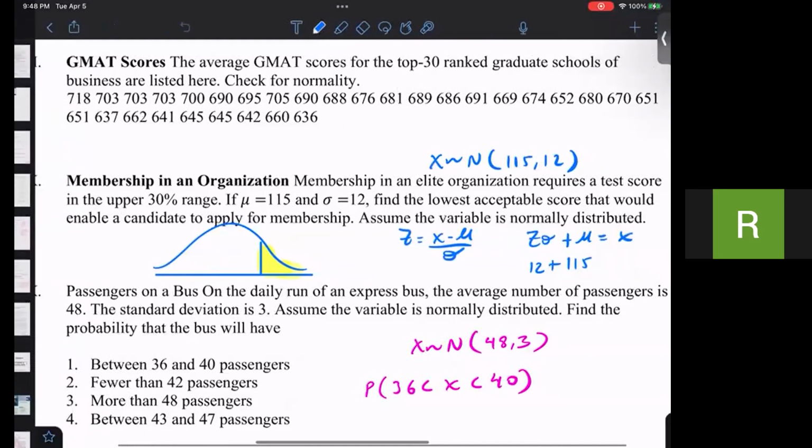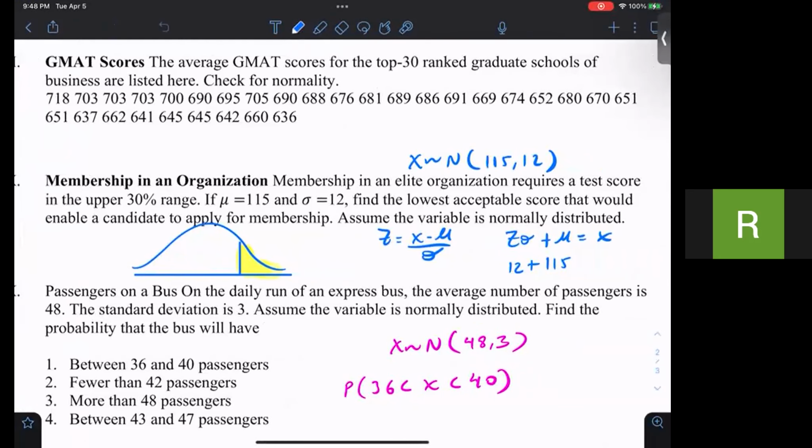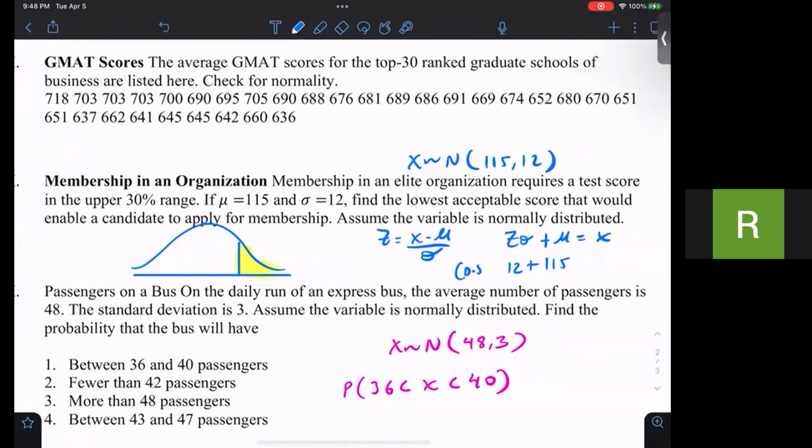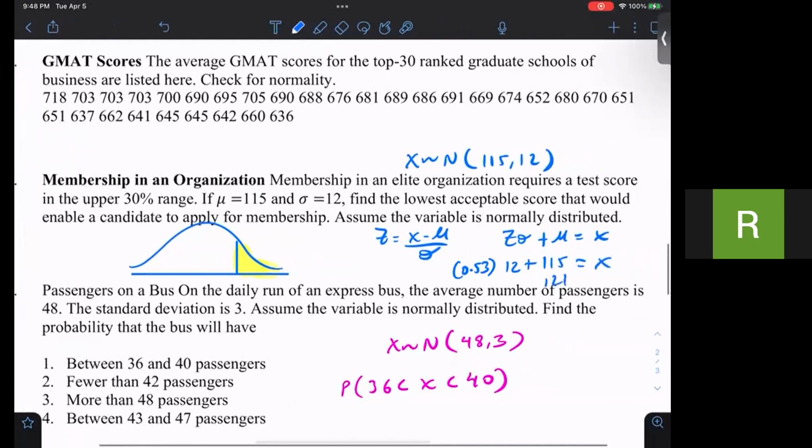So the Z is 0.53. I need to add those values and I get the X value that I'm looking for. They said find the lowest acceptable score. So that would be 0.53 times 12 plus 115. So the lowest score is 121.36. If you want to round it to the nearest number, it would be 121, because it's less than 5. So that would be 121.